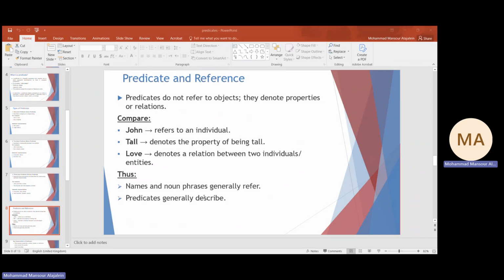We can say a referring expression answers questions like who and what, while the predicate answers a question about the participants, or what is the relationship between the participants.